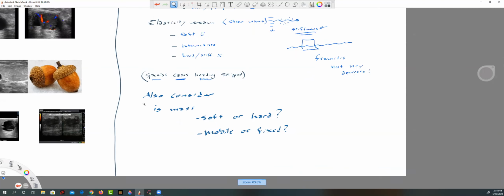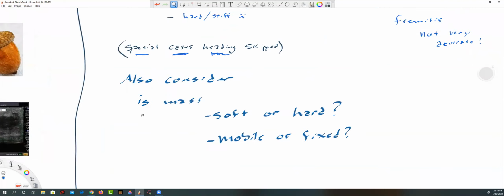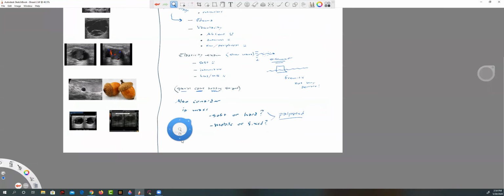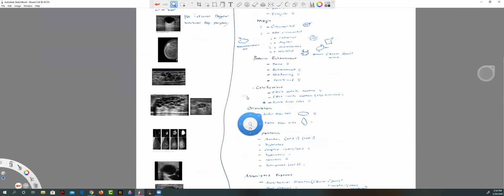It looks like I put myself a little note here. Also consider, is the mass soft or hard? These are both palpated. Whether the doctor or the patient does the palpation, you want to know, geez, does it feel soft or hard? Does it feel mobile or fixed? And you go ahead and put that in your report, your worksheet anyway.